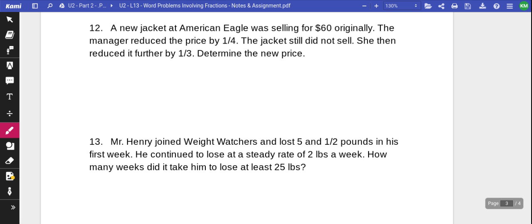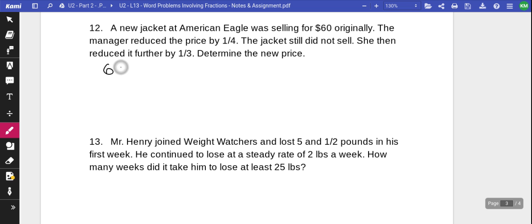Shopping. Hint, hint, nudge, nudge. Who doesn't love shopping? My kids don't love shopping. New jacket at American Eagle. I need you to refocus for me. It was selling for $60 originally. The manager reduced the price by 1/4. This must have been an ugly jacket because it still didn't sell. Then she reduced it by another 1/3. Determine the new price. Well, we started at $60.